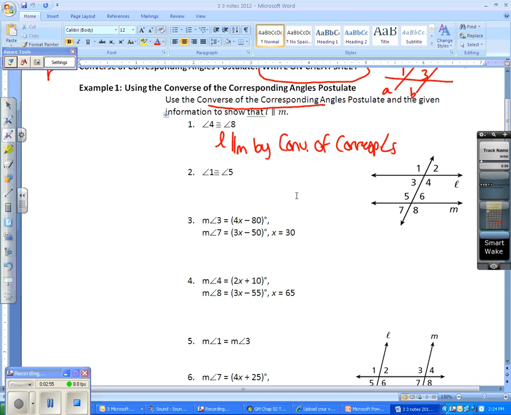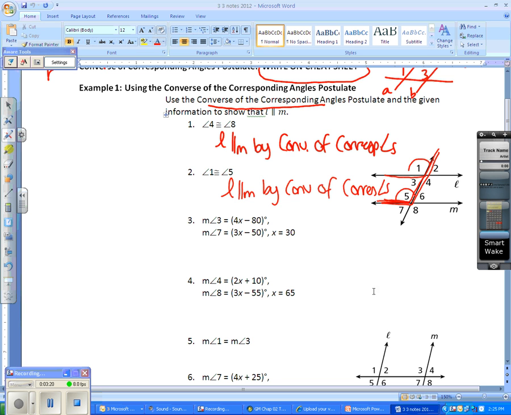If we look at 2, it says angle 1 is congruent to angle 5. Well, again, these are corresponding angles. If you look, there's the upside down F, right? Angle 1 and angle 5 are in the same spot. So yes, these are corresponding angles and they're congruent. So line L is parallel to line M by the converse of corresponding angles.